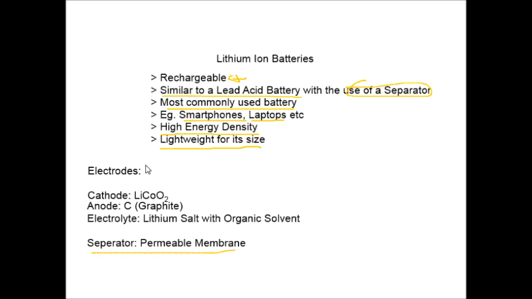The electrodes that are used in this battery are, for the cathode, usually a lithium metal oxide. In this case, I'm going to be using lithium cobalt oxide, and the anode usually uses graphite. The electrolyte is a lithium salt with an organic solvent. So now let's move on to see how the discharging and charging process of the battery actually works.